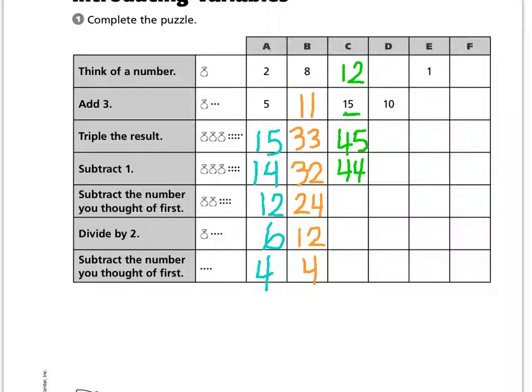Subtract the number that you thought of first. That's going to be 32. Divide by 2, so you're going to have 16. And then subtract the number that you thought of first. So 16 minus 12 is 4.